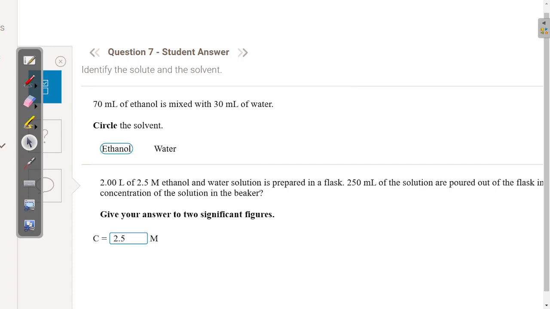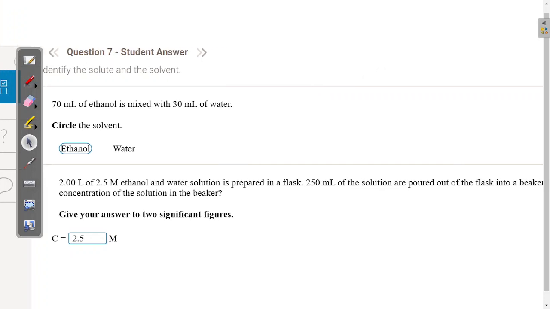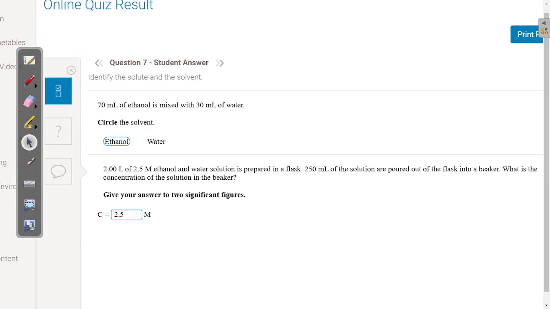2 liters of a 2.5 molar ethanol and water solution is prepared in a flask. 250 milliliters of the solution is poured out of the flask into a beaker. What is the concentration of the solution in the beaker? This is like the other question we did before. If you pour out 250, or whatever quantity, of the solution, the concentration will stay the same always. It will be 2.5. It won't change.